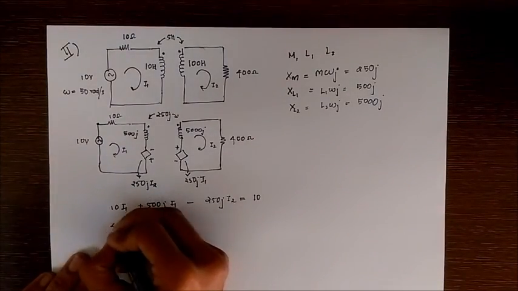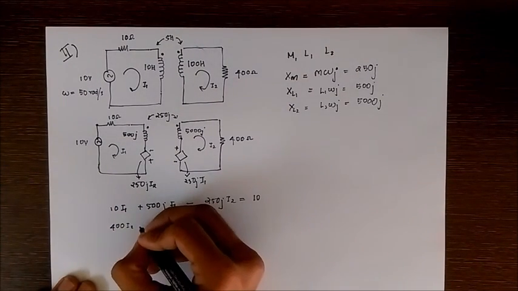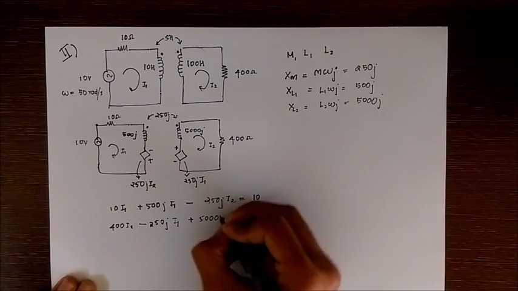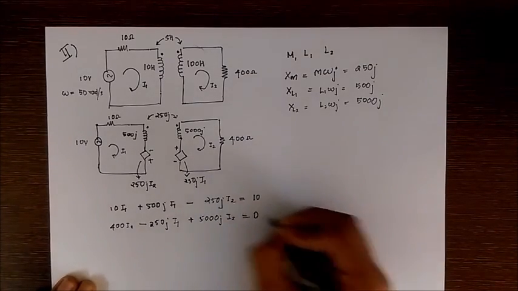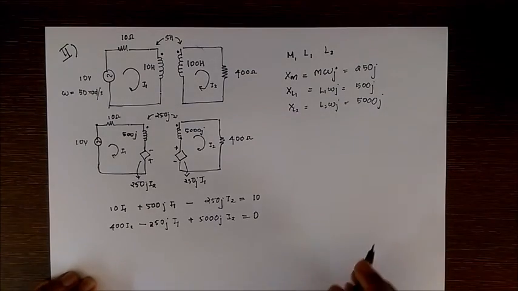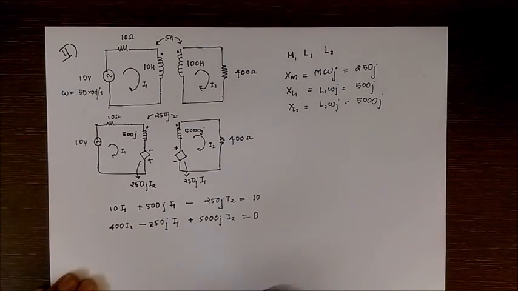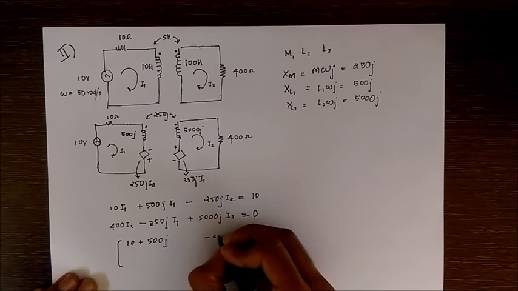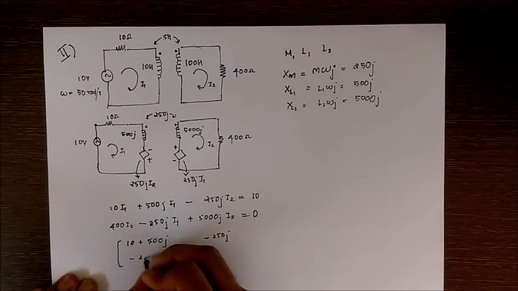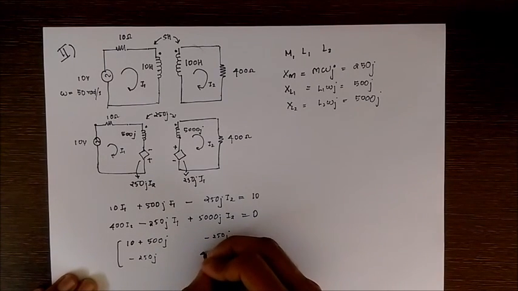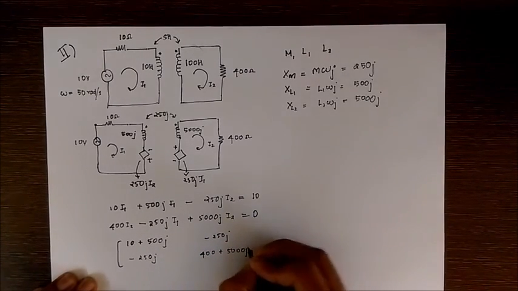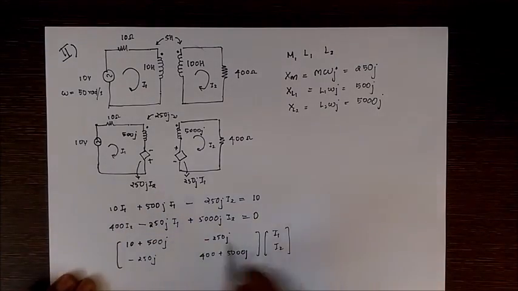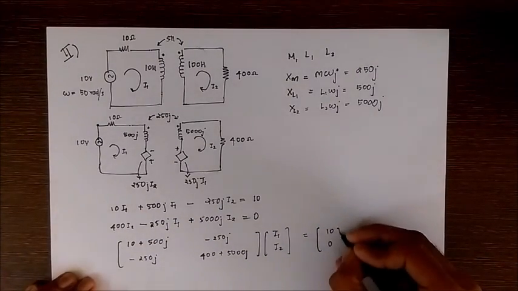And the second loop equation is 400I2 minus 250J I1 plus 5000J I2 equal to 0. This set of equations can be rewritten in matrix form, that is 10 plus 500J, minus 250J, again minus 250J, and 400 plus 5000J, into I1 I2, so that on multiplying these two matrices we get the LHS equal to RHS, that is 10 and 0.